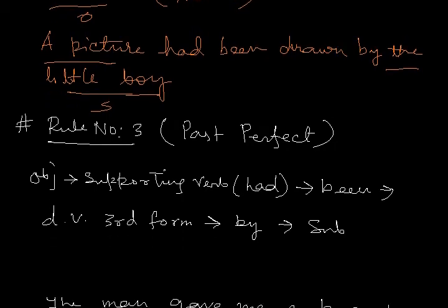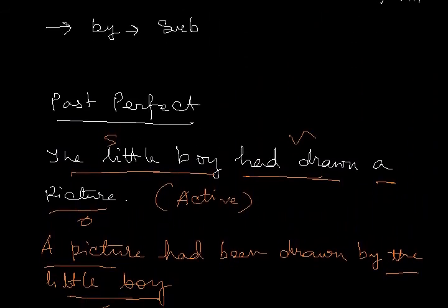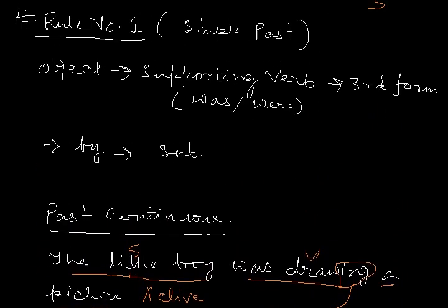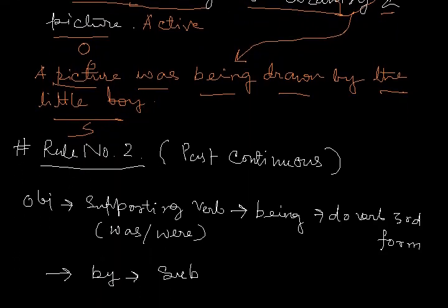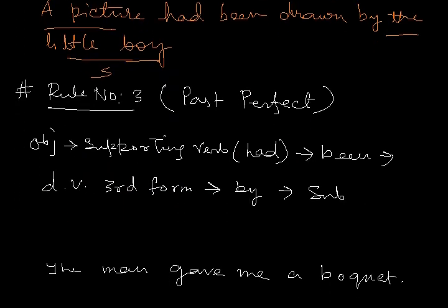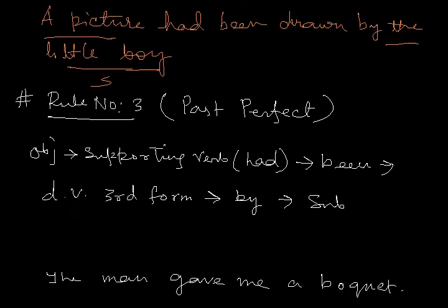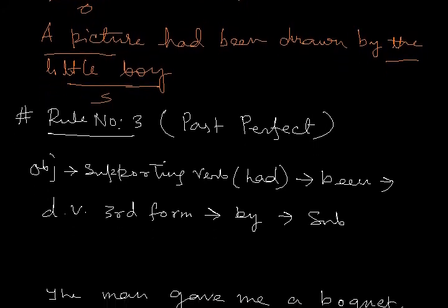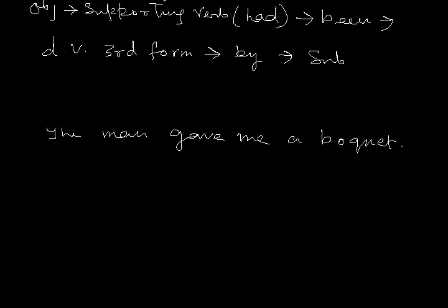So we discussed past perfect, we discussed past continuous, we discussed simple past, and we have skipped past perfect continuous since we cannot change a sentence into passive voice while the sentence is in past perfect continuous. Now I have written another sentence here. See, the man gave me a bouquet.